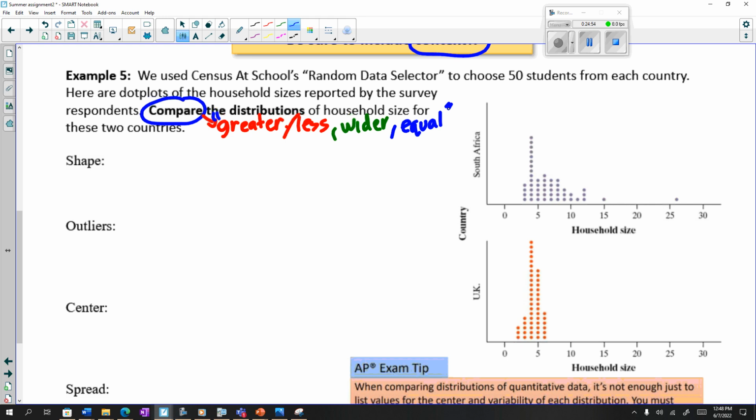World War II started like that, whereas World War One started like this. They have different causes or whatever. All right. Anyway, so let's go to this. So we have South Africa, and we have the UK, and it looks like they did a census, and they chose 50 students from each country, and they did two dot plots, and they wanted to compare the distributions of household size. So the variable that we're measuring here is household size. So everything you do, you want to say household size. Household size, household size. All right.